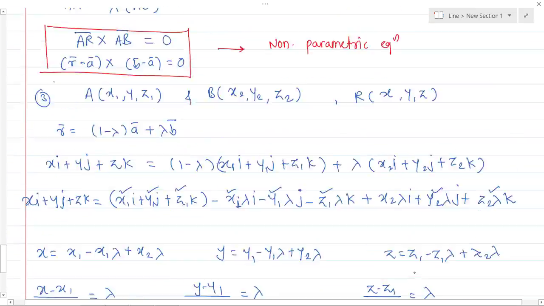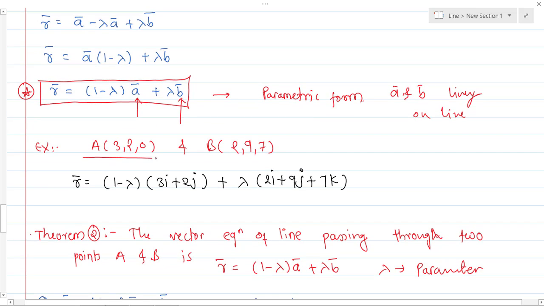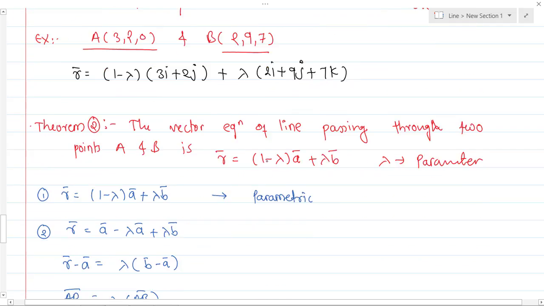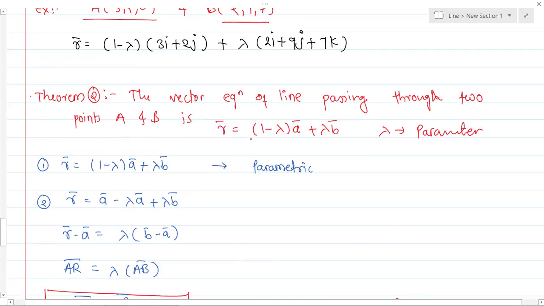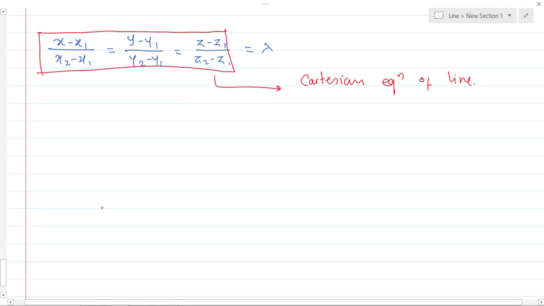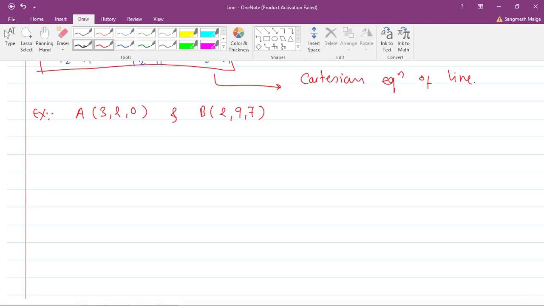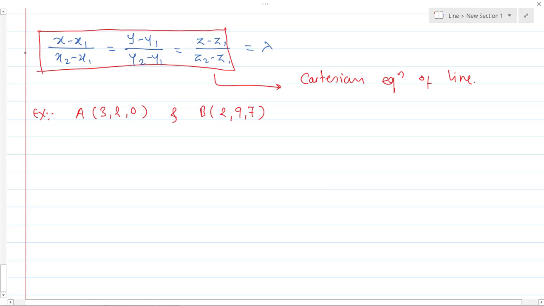So example, we will take the same example here. क्या example लिया था यहाँ पे, 320 and 297, okay. So let's find out the values here. 320 and 297 लिया था ना, okay. So example, find out the Cartesian equation of the line passing through 3, 2, 0 and B in bracket 2, 9, 7. So what will be the equation of line then? So it's very simple. Substitute in this equation.